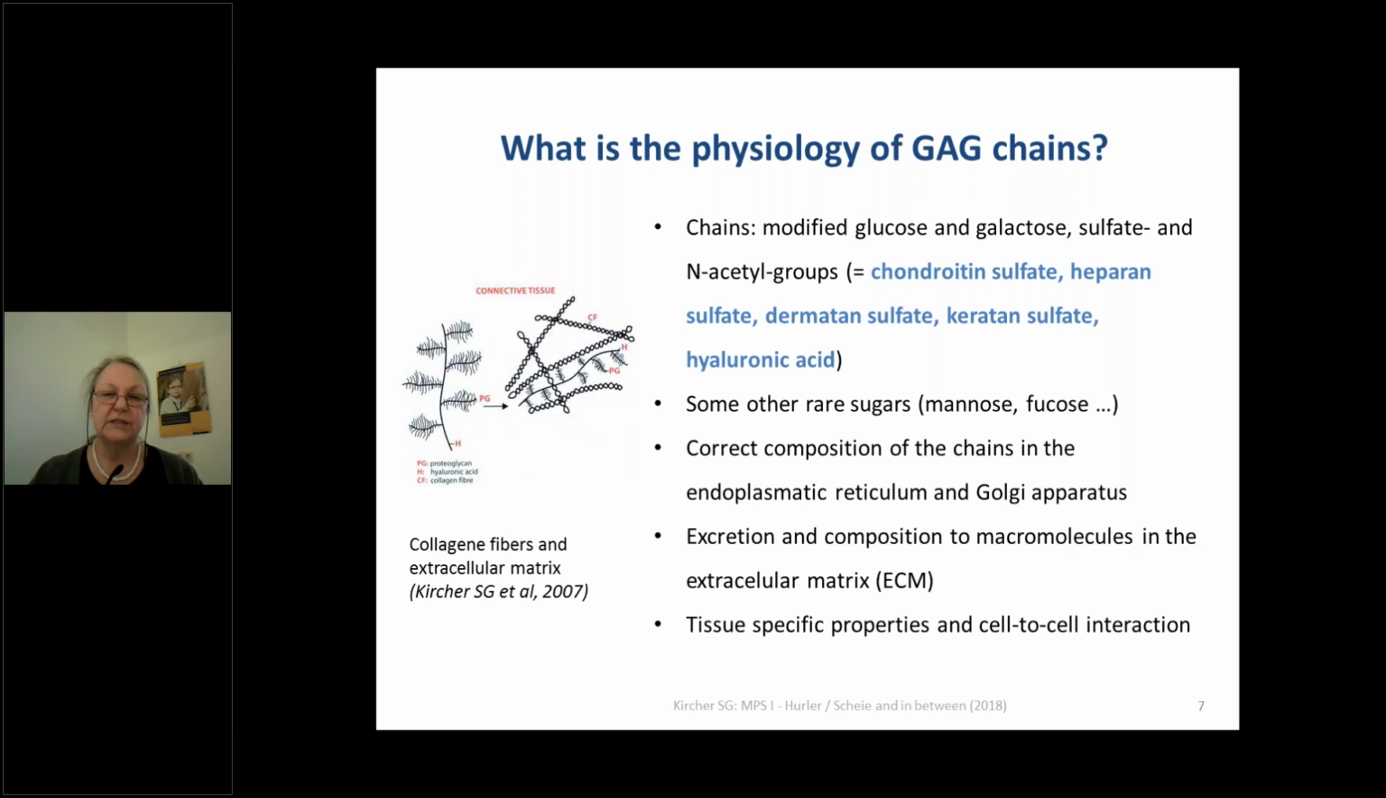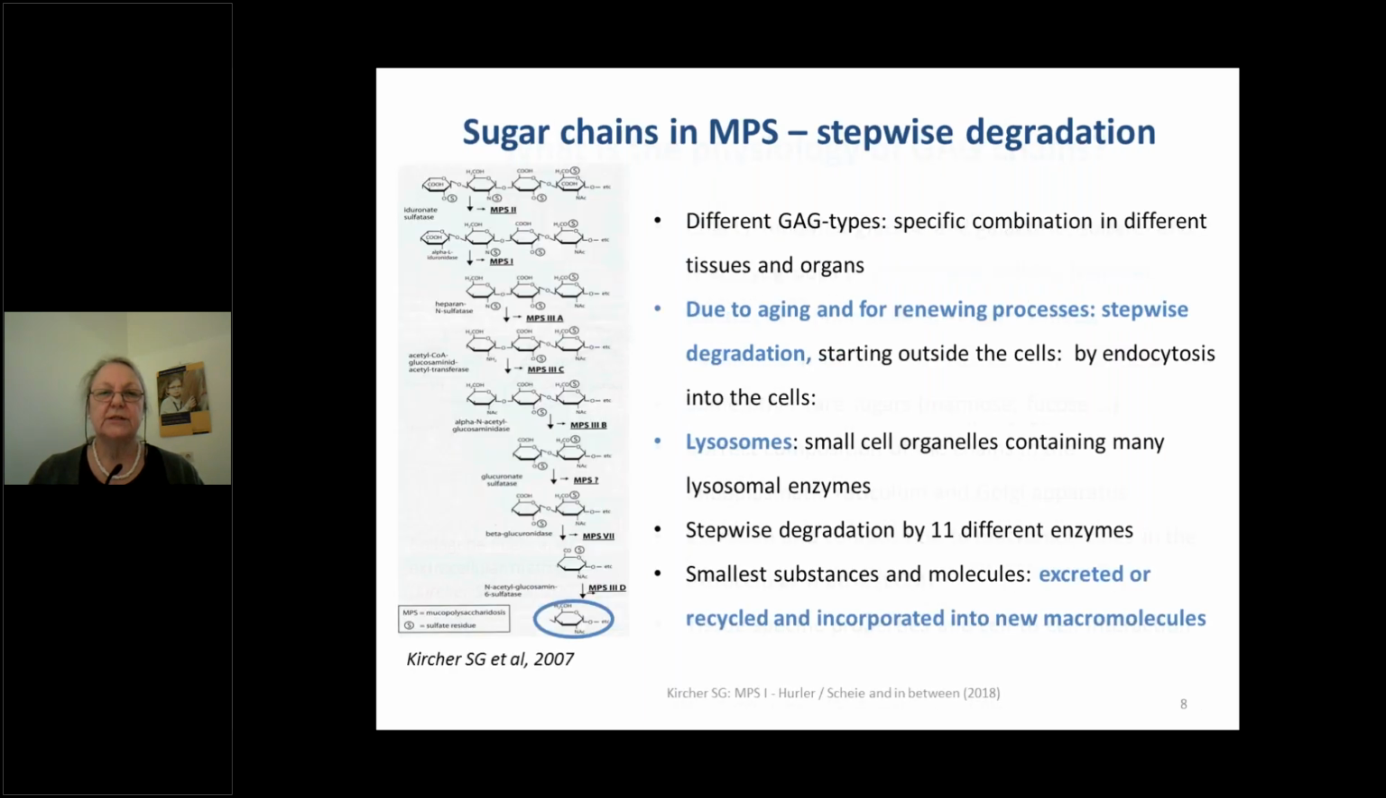The composition of these chains is made in the endoplasmic reticulum and Golgi apparatus of each cell, and then they are excreted and form big compositions outside the cells. These sugar chains are correct in the MPS diseases, but they need a stepwise degradation process. And this degradation process is due to aging or for renewing the tissues in the body.